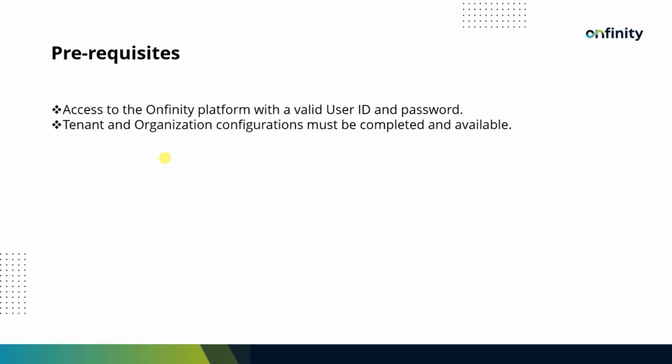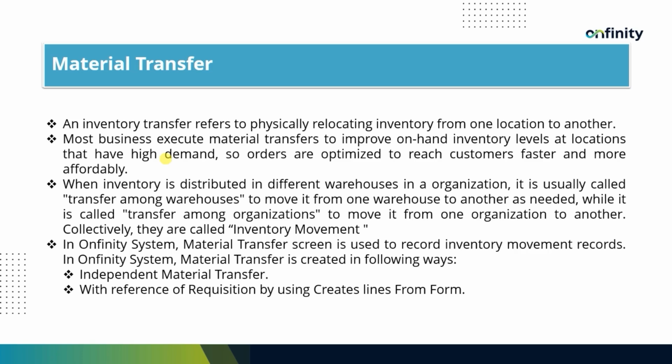Before we begin, let's review the prerequisites that must be in place before starting the step-by-step process in the system. First, you must have access to the Onfinity platform with a valid user ID and password. Second, the tenant and organization configuration must be completed and available. Let's begin by understanding what a material transfer is.